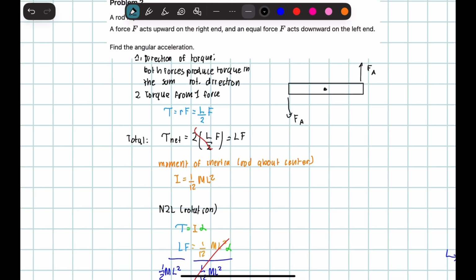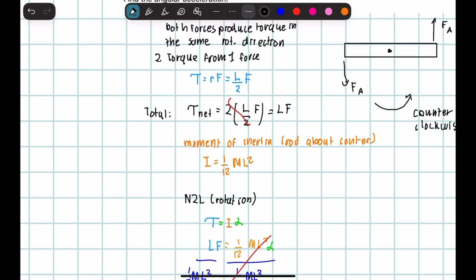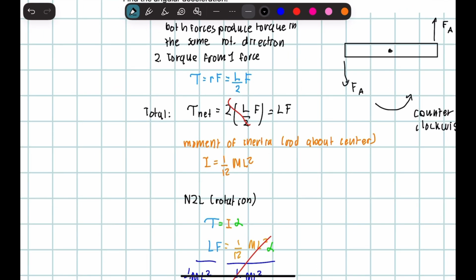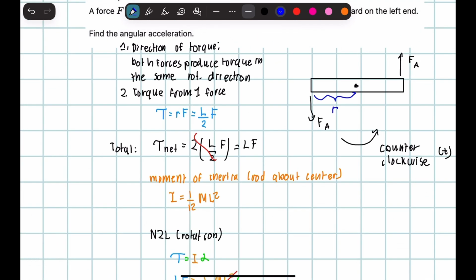So both forces produce torque in the same rotational direction. So what does that mean? Well, it's being produced in the counterclockwise direction, and counterclockwise is the positive direction, actually. So we know that tau is equal to the radius times the force, and the radius is going to equal the length divided by 2. So this is the radius, right? And then this is the entire length. So the radius is just equal to the length divided by 2.